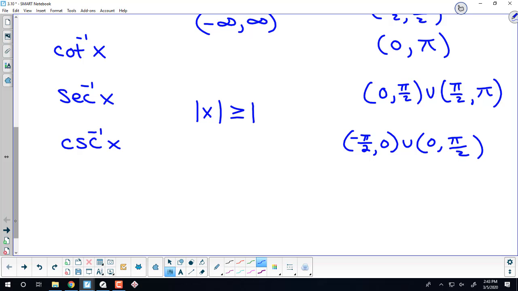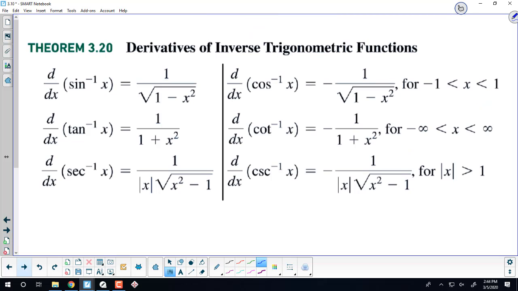We should remember them. The reason I'm bringing them up is because when we justify the derivatives of all of these inverse trig functions, both their domain and their range have to come into the equation at some point for us to determine what their derivatives are.